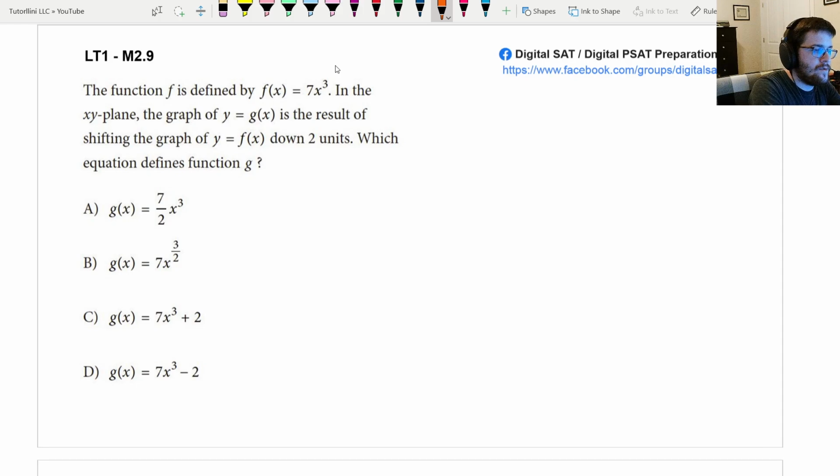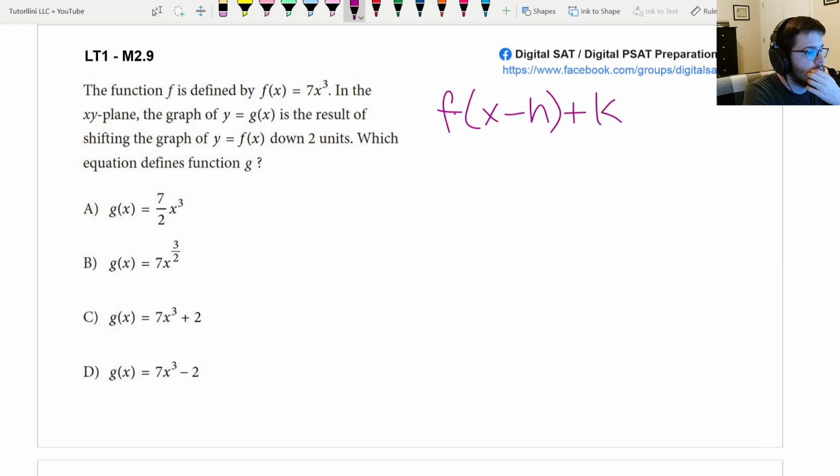Okay, so we want to remember what we were talking about before, guys, f of x minus h plus k. So we're not shifting it left or right, so h is going to be 0. So we can kind of ignore him. And we're shifting it down 2 units. So remember, down and left are negative. So down is negative, so k is -2.